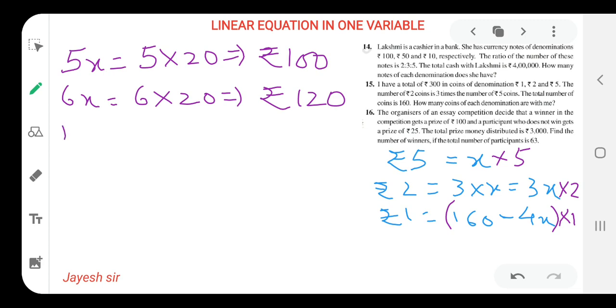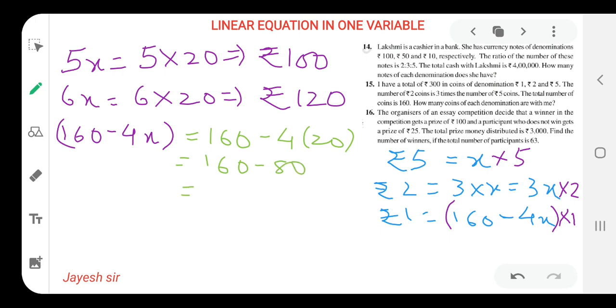Now let's move to the important part, that is 160 minus 4x. We have to put the value over here. Now let's see. 160 minus 4, the value of x was 20. That means 160 minus 80, that means 80. That means 80 rupees we have got from 1 rupee coins. That was for 1 rupee, this is for 2 rupee, and this is for 5 rupee. I hope you all are getting it, friends. That was the easiest sum, and it was similar to the previous sum that we already saw.